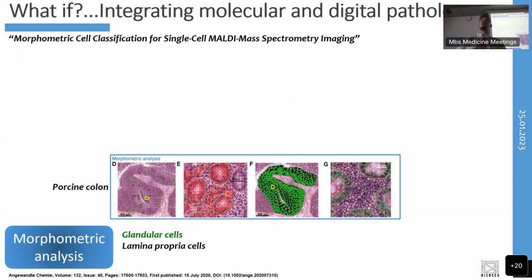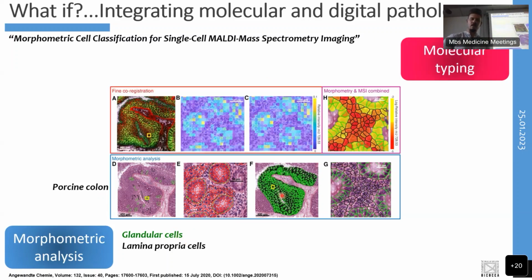This was then used to train a machine learning algorithm to automatically detect in the rest of the tissue, okay, where are these glandular cells and where are the lamina propria cells? Then we introduced the MALDI imaging data, so the single cell MALDI imaging data, and we co-register them together. So not only do we identify the individual cell types that are there, but we could also have the potential to then individuate their specific molecular phenotype, which we can then use to try and guide more specific and precise diagnosis.